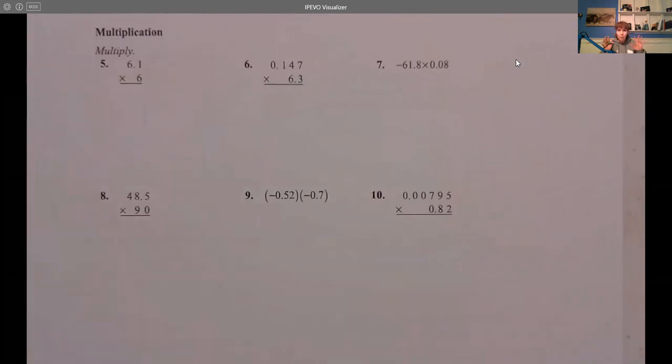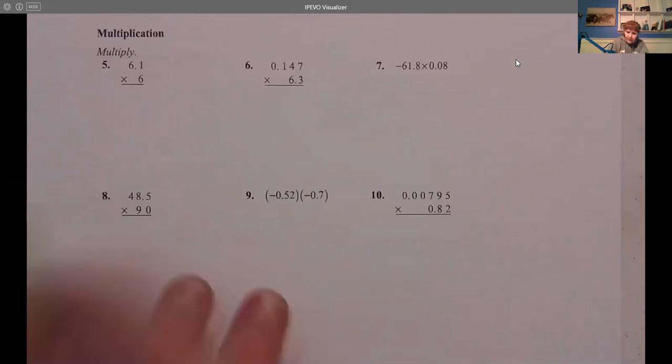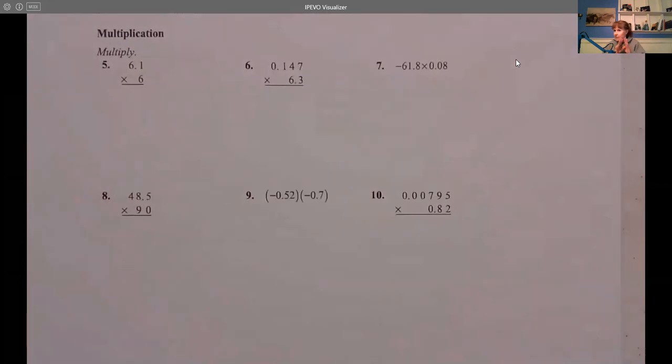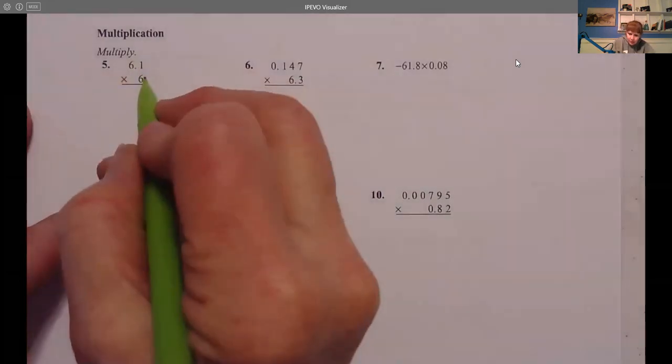Okay. Multiplying. Multiplying has its own rules. You don't line up the decimals when you're multiplying. You don't need to line up the decimals. And so what we do, we just have a general rule. First off, you go ahead and you multiply as if the decimal didn't even exist. So you just totally ignore the decimals when you're multiplying.